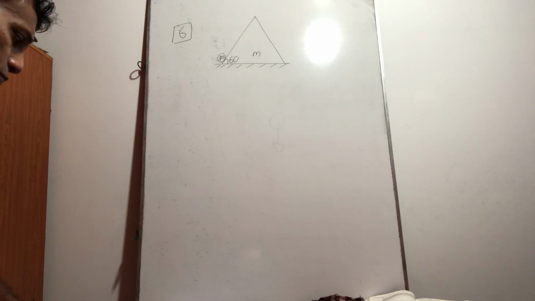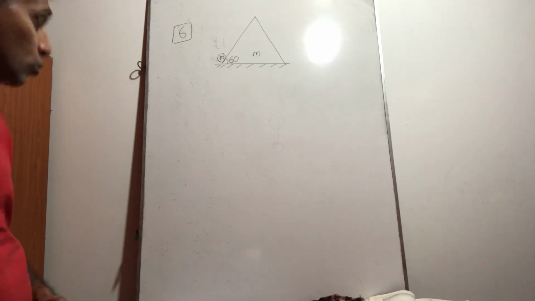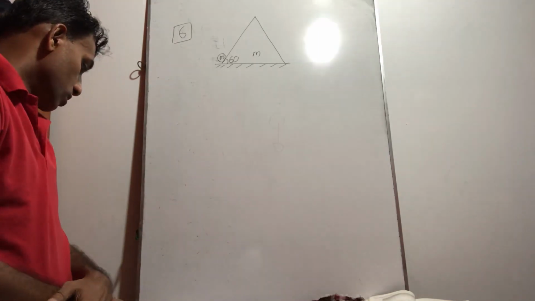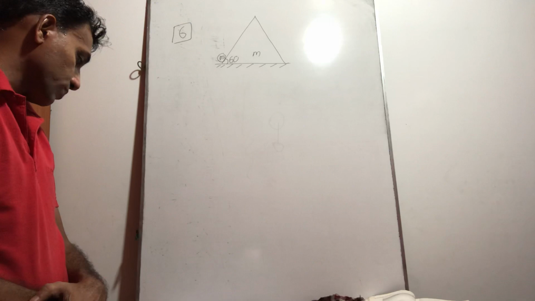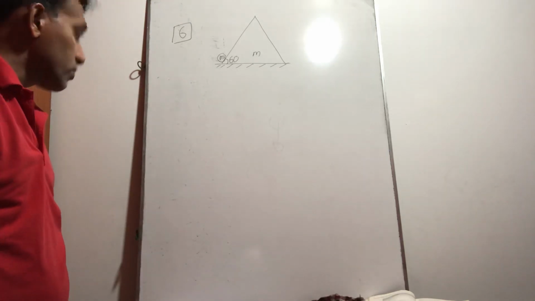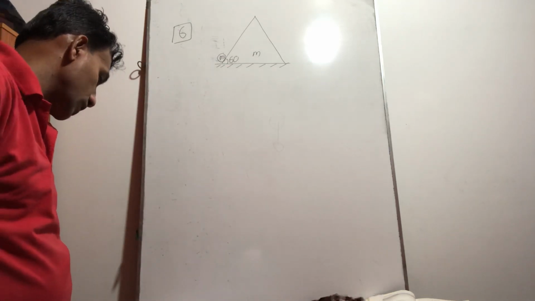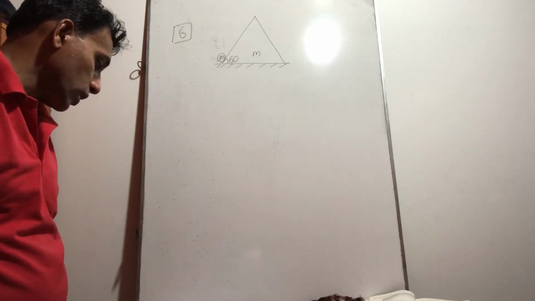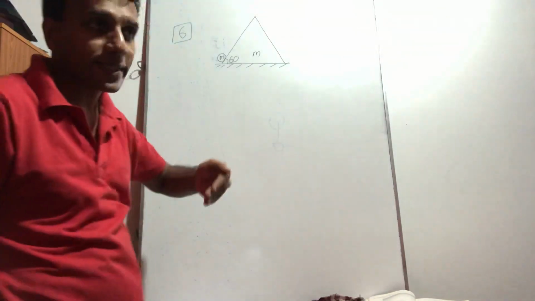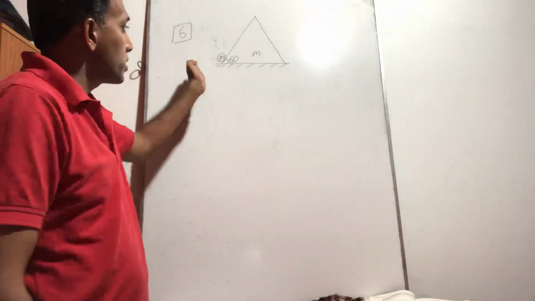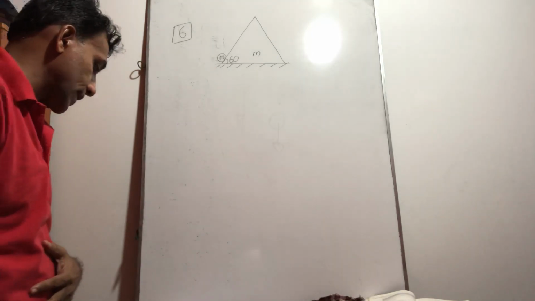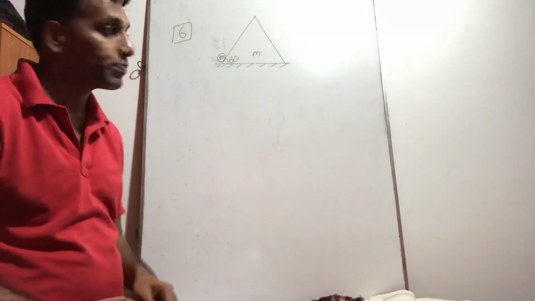As shown in the figure, a smooth wedge of mass M, whose cross section is an isosceles triangle, is placed on a smooth table. A particle of mass M is kept at the lower point here. The wedge is moving with an acceleration of 3g. Show that the particle will ascend, meaning go up. We have to show that the particle will ascend up along the inclined plane.